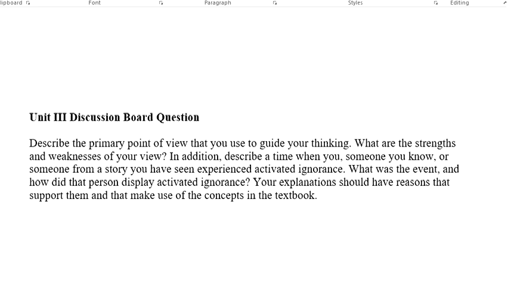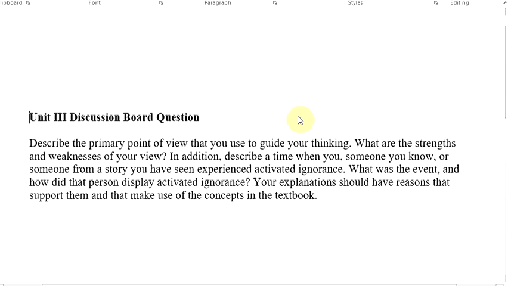I'm going to go over the discussion boards for Units 3 and 4, what is expected for the discussion boards for Unit 3 and 4, and then also the assignment for Unit 4. So for the Unit 3 discussion board, here are the directions.